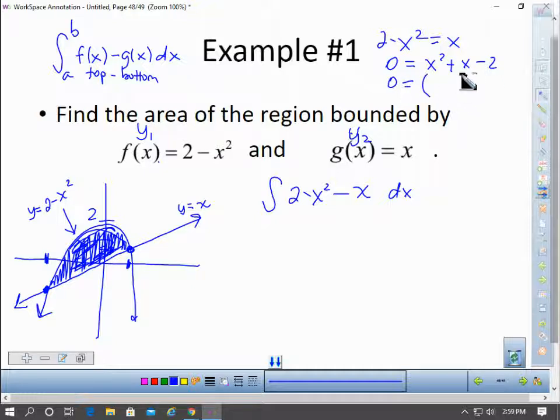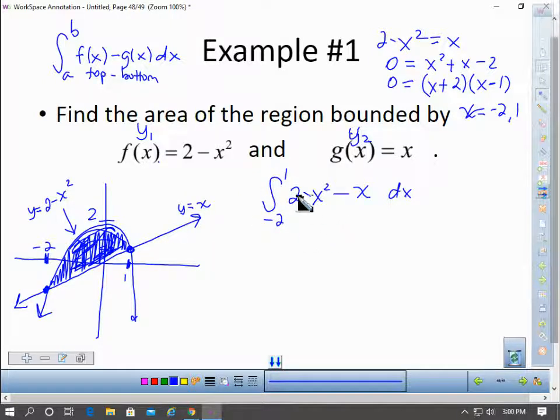And then you could just factor it. This factors real easy into 2 and 1. And we want more positive in the middle, so that'd be a positive 2 and a minus 1, and that would also give me the negative 2. So my two answers here that make this 0 would be negative 2 and positive 1, which are exactly my x coordinates over here, negative 2 and positive 1. Those are my intersection points where those two graphs intersect. That's my x coordinates. So we're going to integrate from negative 2 to positive 1.